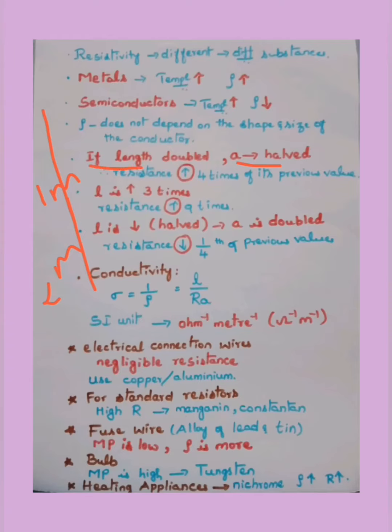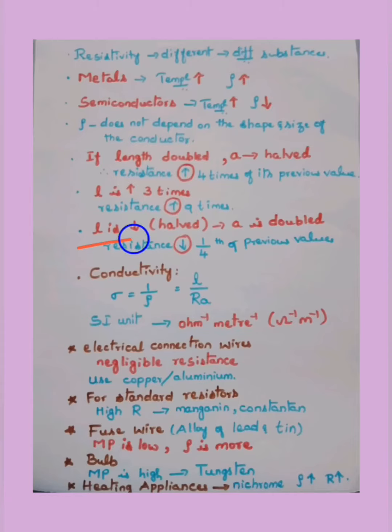If the length is doubled, then A will be halved, and hence resistance will increase 4 times its previous value. Then if the length is increased 3 times, if it is thrice increased, the resistance will increase by 9 times.